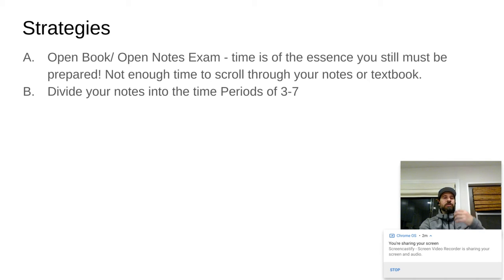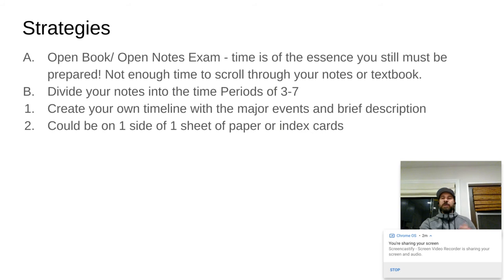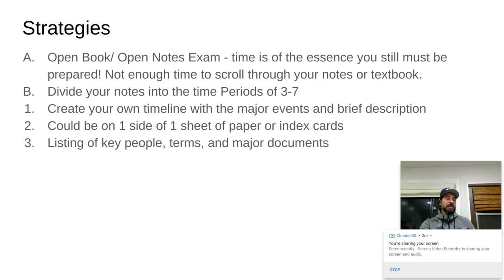Make sure you divide your notes into the time periods 3 through 7. And I highly recommend that you create your own timeline, not just copy a timeline from somewhere else or cut and paste. Make it yourself. That way you can learn about the major events and write a brief description. I recommend that each time period probably only be on one sheet of paper, maybe on larger size index cards as well, because you have to find it as quickly as possible.